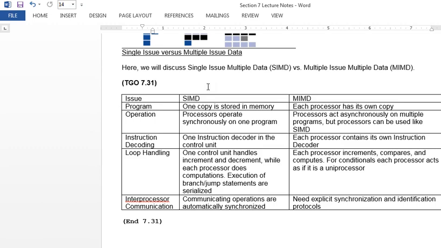And each instruction decoder in MIMD decodes just like you had in our data path. There's opcode, RS, RT, RD. Each individual processor has that.